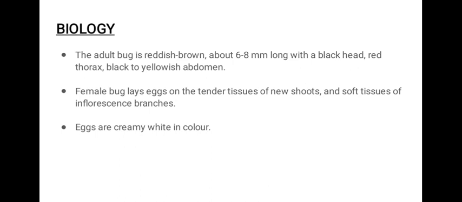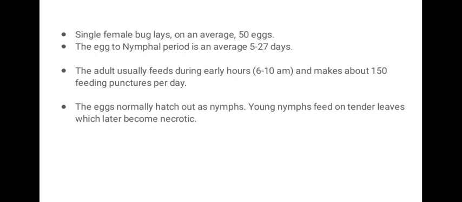The adult bug is reddish brown, about 6 to 8 mm long, with a black head, red thorax, yellow to black abdomen. The female bug lays eggs on the tender leaves of new shoots and soft tissues of inflorescence branches. Eggs are creamy white in color. A single female bug lays on an average 50 eggs. The egg to nymphal period is an average 5 to 27 days. The adult usually feeds during early hours and makes about 150 feeding punctures per day.